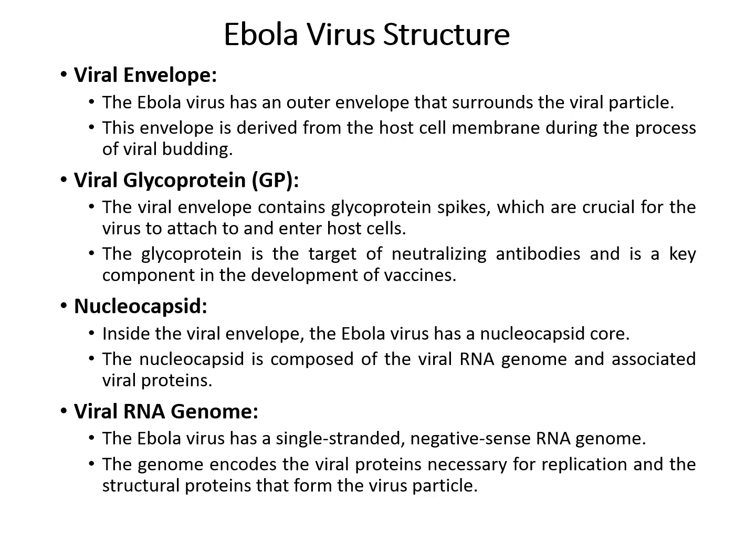The nucleocapsid. Inside the viral envelope, the Ebola virus has a nucleocapsid core, and the nucleocapsid is composed of viral RNA and associated viral proteins. The important thing here is the viral RNA. The Ebola virus has a single-stranded negative-sense RNA genome, and the genome encodes the viral proteins necessary for replication and the structural proteins that form the virus particle.